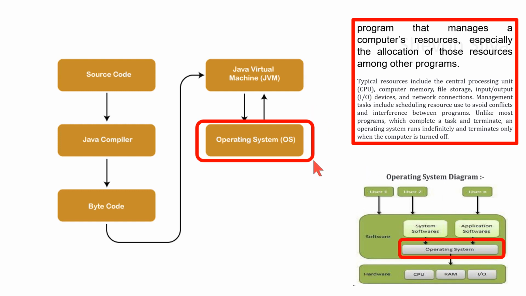And operating system, a program that manages computer's resources, especially the allocation of those resources among other programs. Typical resources include central processing unit, computer memory, file storage, input-output devices, and network connections. Management tasks include scheduling resources to avoid conflict and interference between programs. Unlike most programs which complete a task and terminate, an operating system runs indefinitely and terminates only when the computer is turned off.